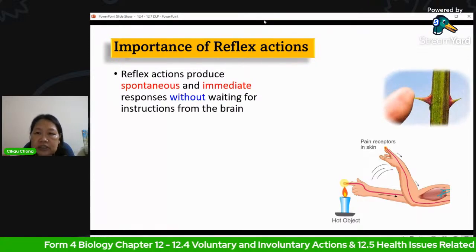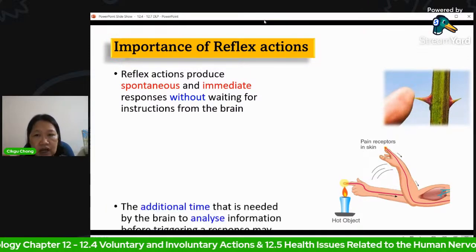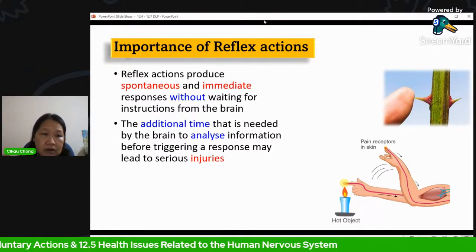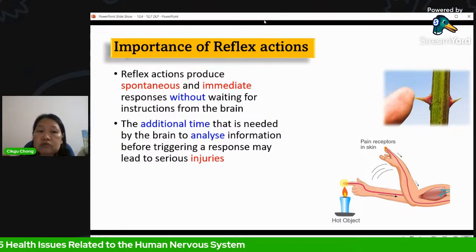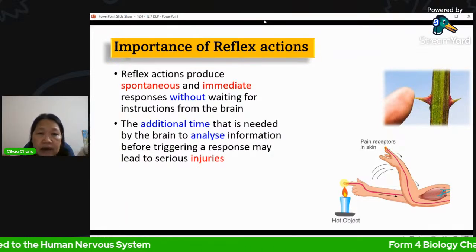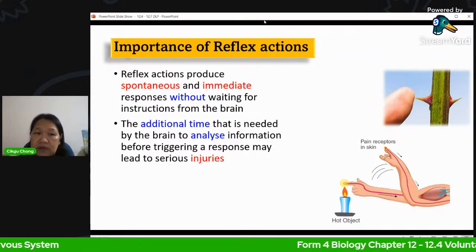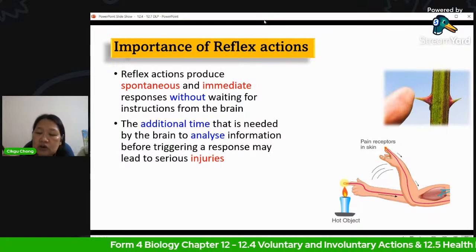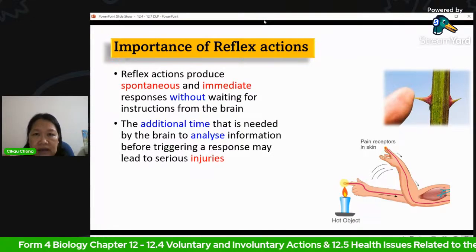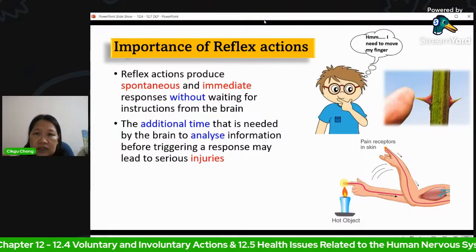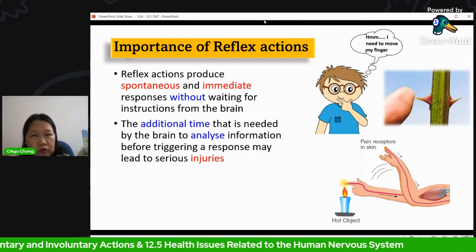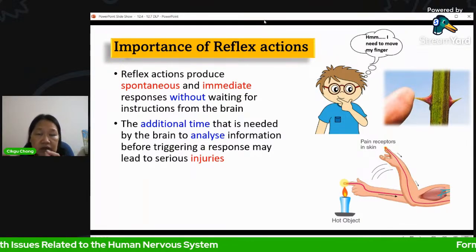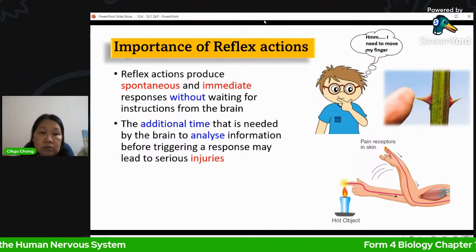So imagine you prick your finger against something sharp. The additional time you have to think about it, the additional time needed by the brain to analyze information before triggering a response, may lead to serious injury. There will be more injury because the fire will be burning more, killing more cells and so on. Imagine you have to think, I need to move my finger. That will give you a split-second delay, so that will be more injurious. It will injure the finger more.